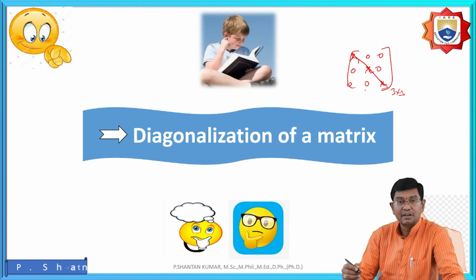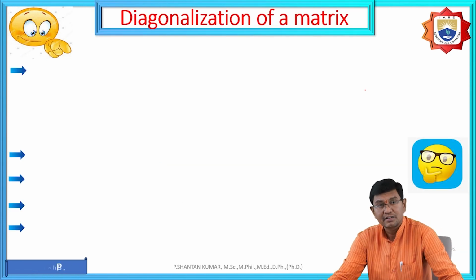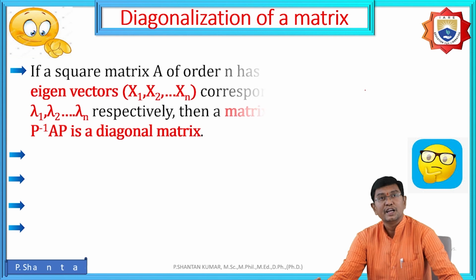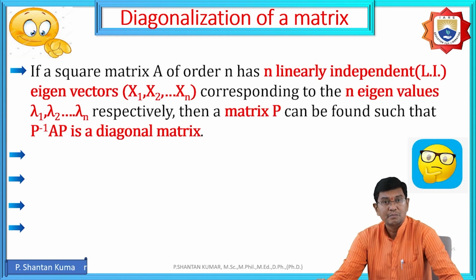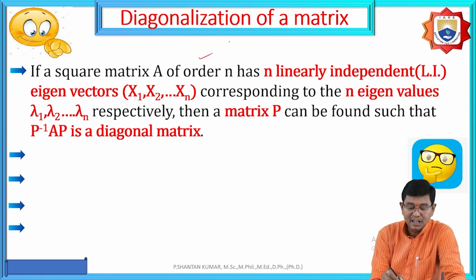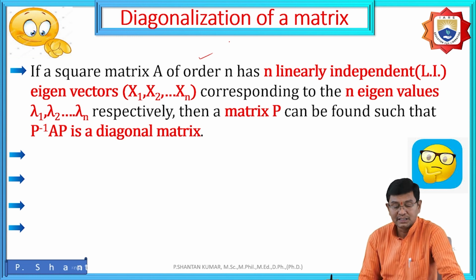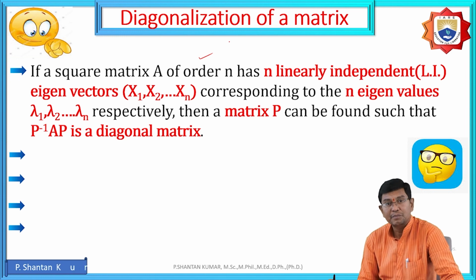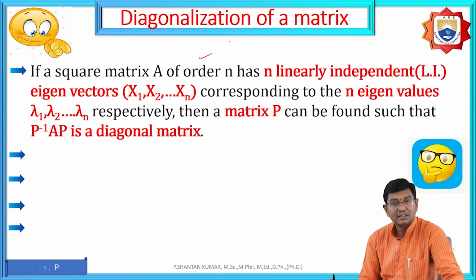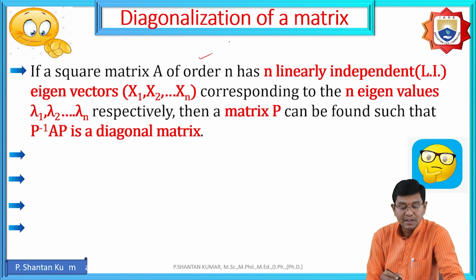And is it possible to diagonalize? Before discussing that, here is the definition of diagonalization. For example, if a square matrix A of order n has n linearly independent eigenvectors, treated as x1, x2 up to xn, corresponding to the eigenvalues, that are lambda 1, lambda 2 up to lambda n respectively.